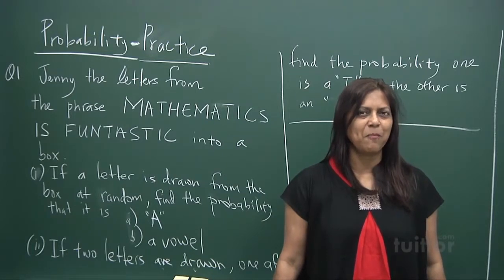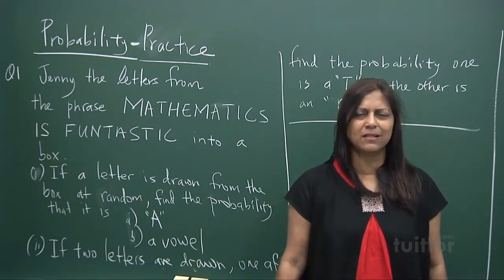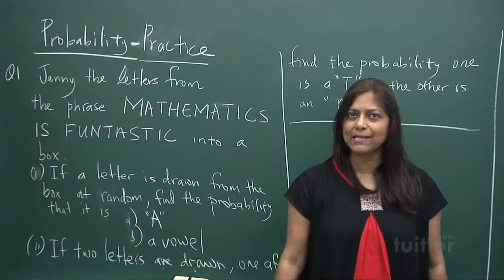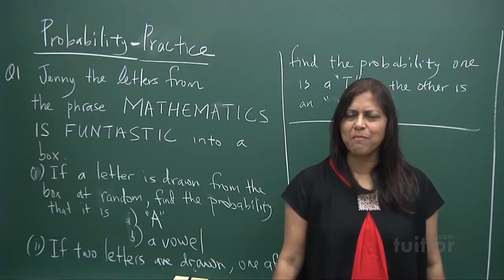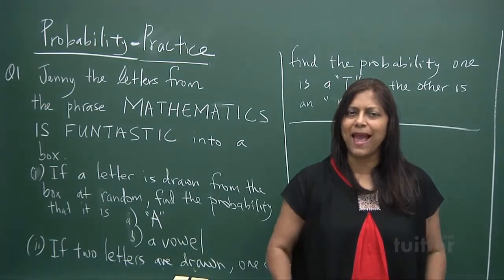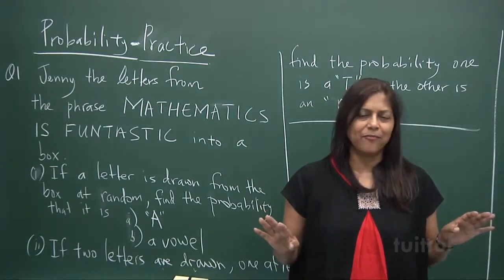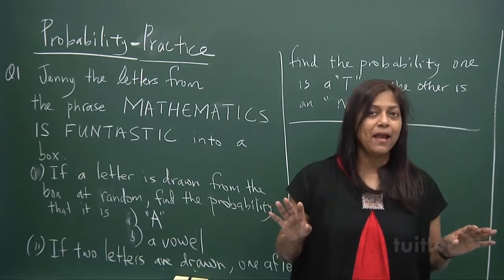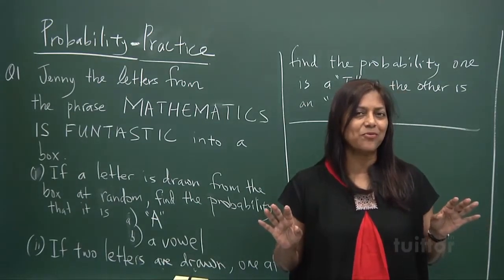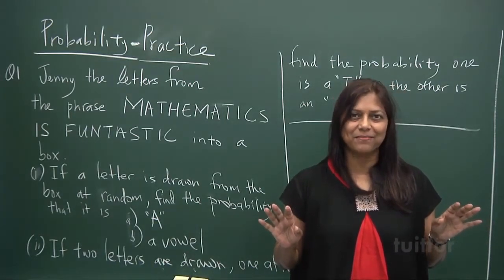Now I know when you think about probability, you will be thinking about terms like mutually exclusive. What comes to your mind? Two different events, mutually exclusive. Like for example, a queen and a king, right? Two different things in a card game.